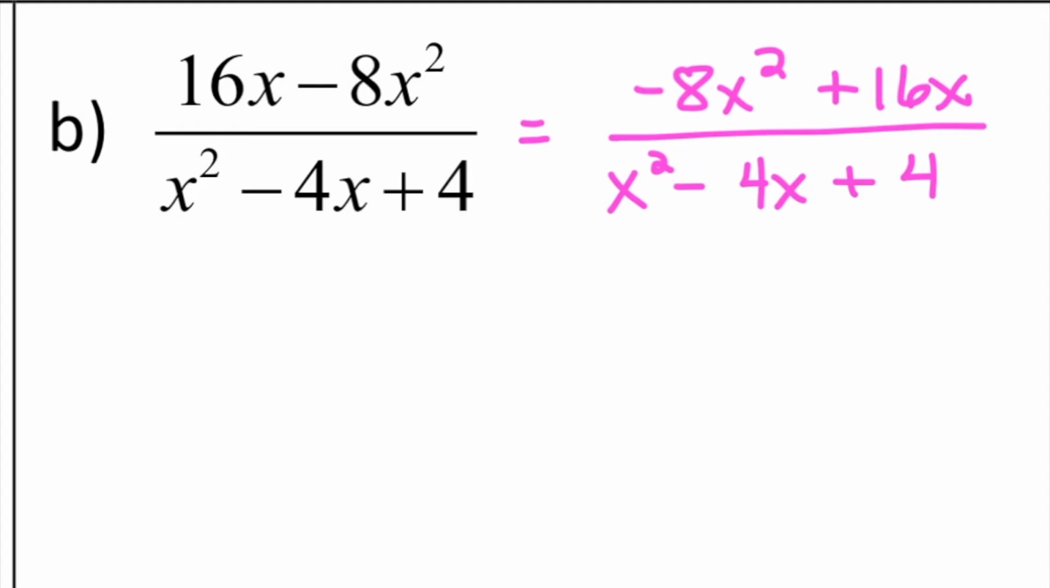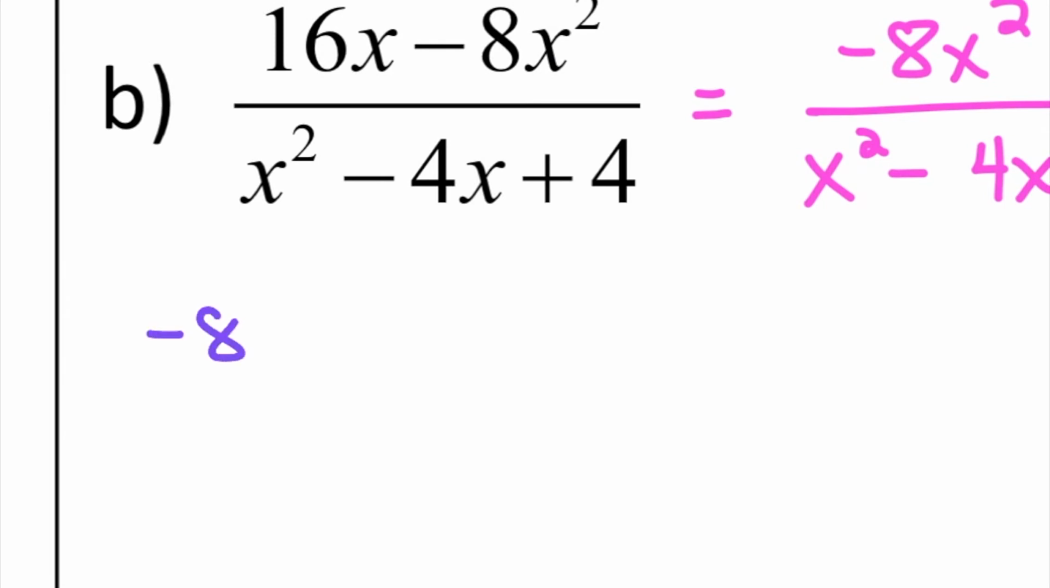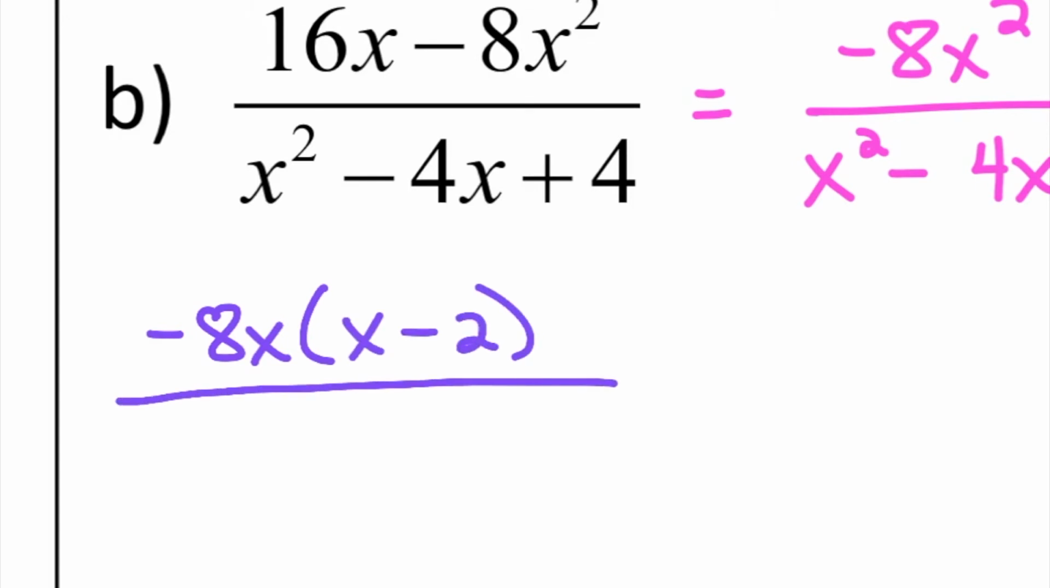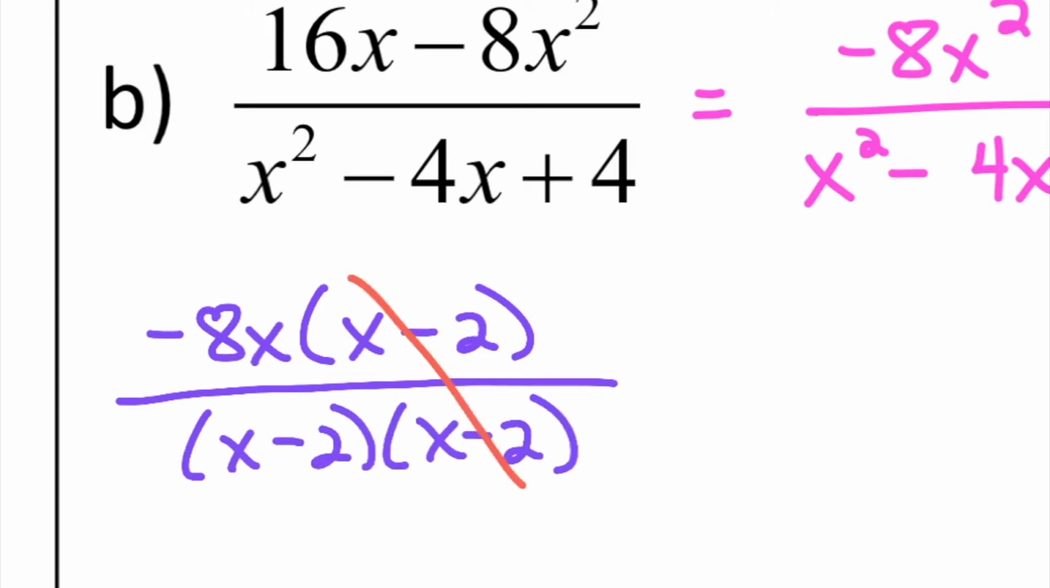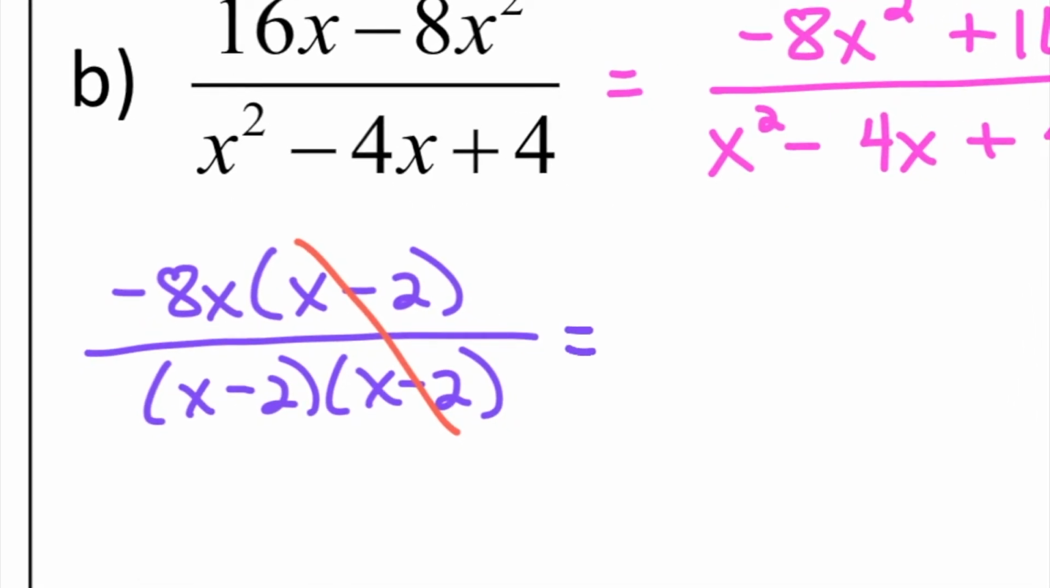And so I am going to now factor out the GCF that's in the numerator. So that's a -8, negative 8x, and that leaves me with x minus 2 in the numerator. And I'm going to factor the denominator. That's going to be x minus 2 times x minus 2. And 1 x minus 2 cancels with the 1 x minus 2. And I end up with negative 8x over x minus 2.